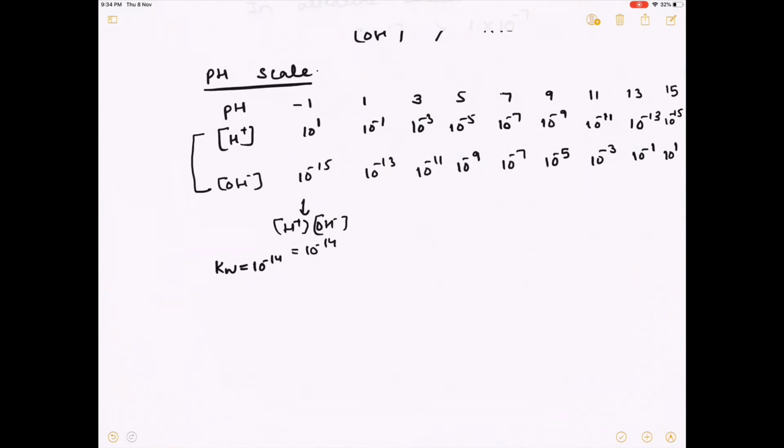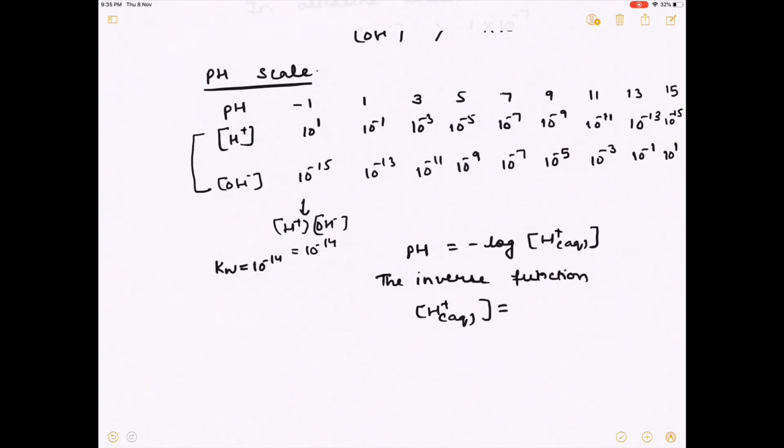How do we find out pH? We discussed this last time also. pH is minus log of the concentration of hydrogen ion, hydronium ion. And the inverse function for this is hydrogen ion aqueous is equal to 10 raised to power minus pH. Clear with this?